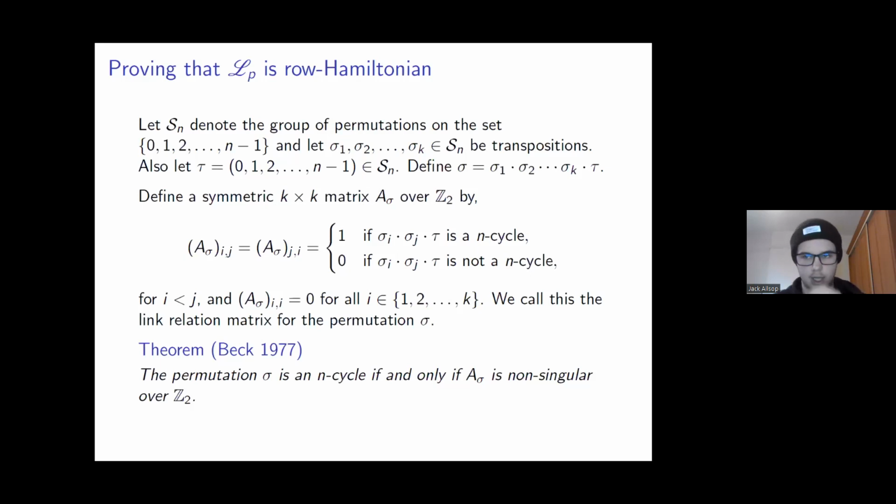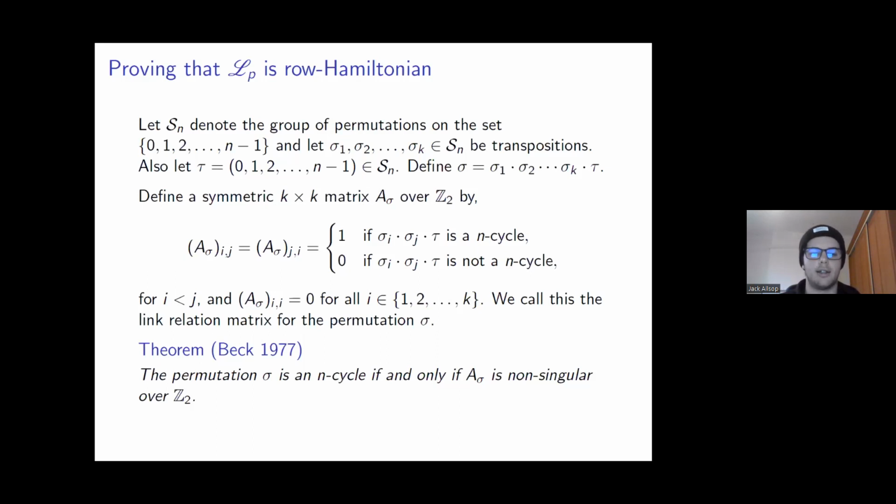And then to show that this was a P cycle, we use a result of Beck, which is some linear algebra. So let Sn denote the group of permutations on the set 0, 1 up to n minus 1. And let sigma 1, sigma 2 up to sigma k be transpositions in Sn. And let tau be the n cycle 0, 1, 2 up to n minus 1. And then we define sigma to be this product of those permutations. Then we can define a symmetric k by k matrix, A sigma over Z2, by this formula on the slide. And we call this the link relation matrix for the permutation sigma.